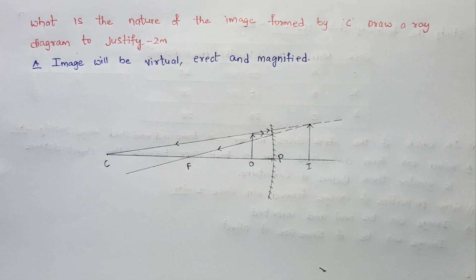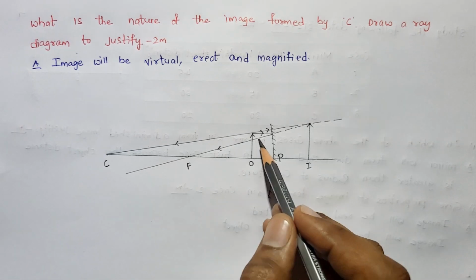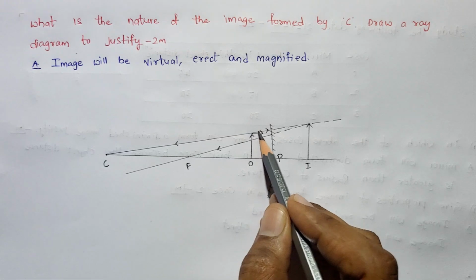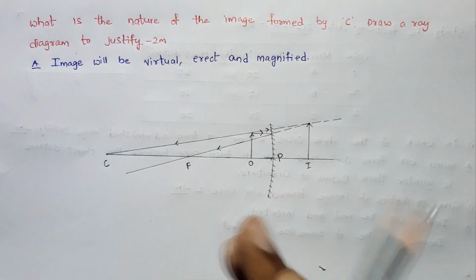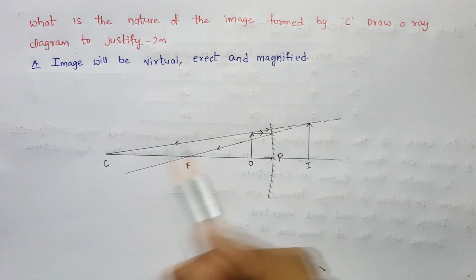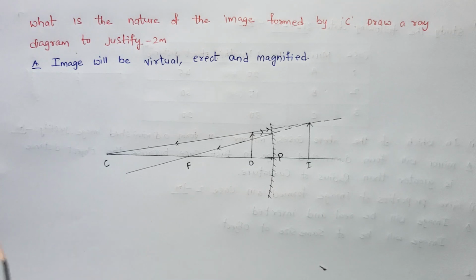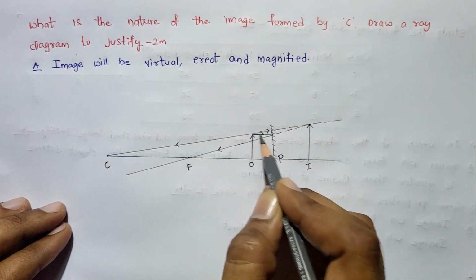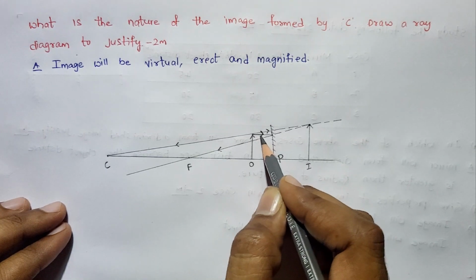Arrow marks will be very important. See, incident light ray arrow mark, reflected light ray arrow mark. Here also incident light ray arrow mark, reflected light ray arrow mark. 4 arrow marks should definitely be present in each and every ray diagram. If you mention 4 arrow marks, then it will be complete. Not like giving 4 arrow marks on the same light ray. Light ray is moving in this direction. From here to here, light ray is not changing direction, so 1 arrow mark is sufficient.